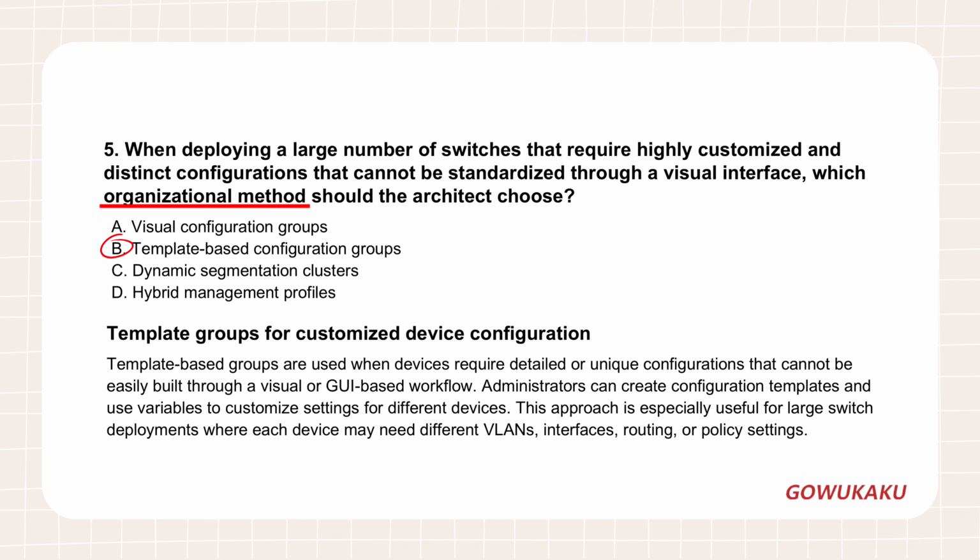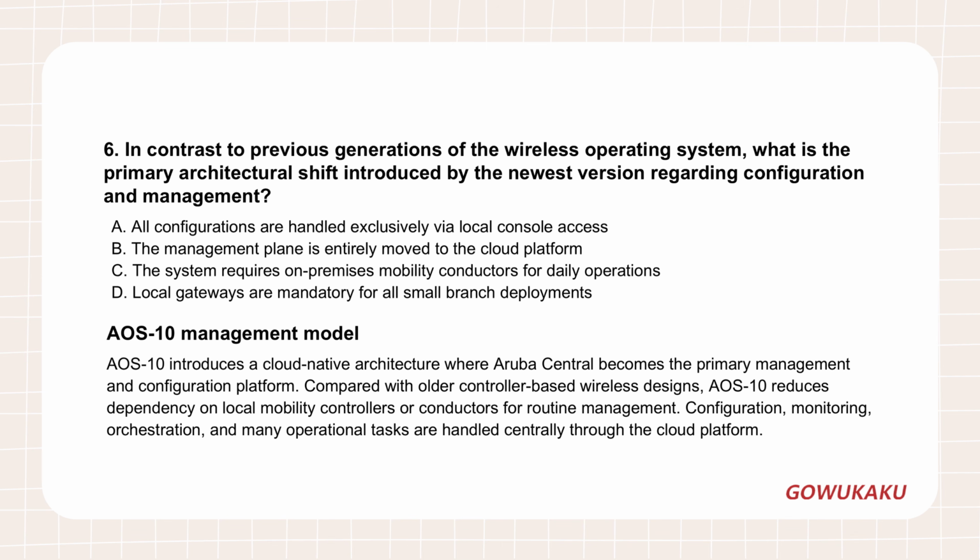This sophisticated, flexible management really points to a massive underlying architectural shift. It absolutely does. Question 6. In contrast to previous generations of the wireless operating system, what is the primary architectural shift introduced by the newest version regarding configuration and management? The correct answer is B. The management plane is entirely moved to the cloud platform.